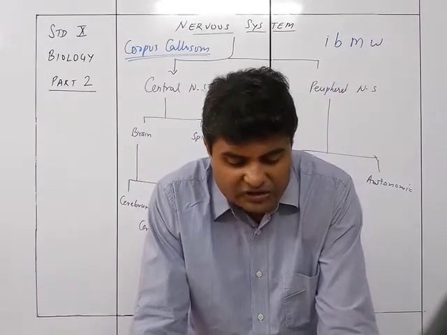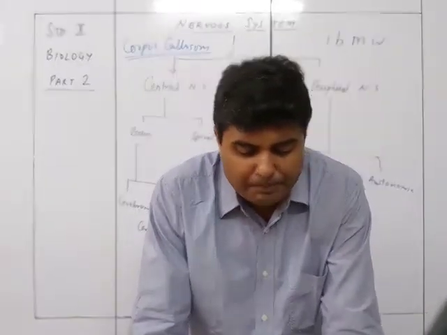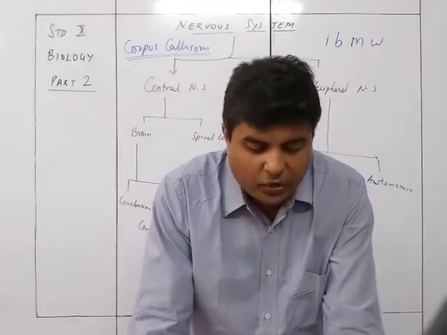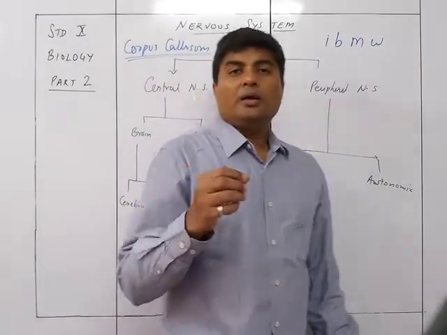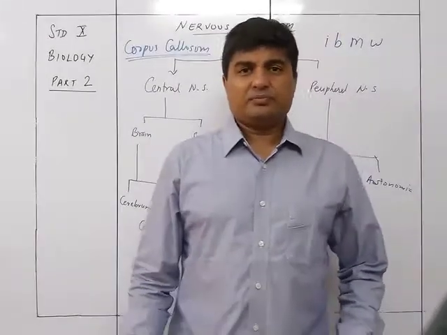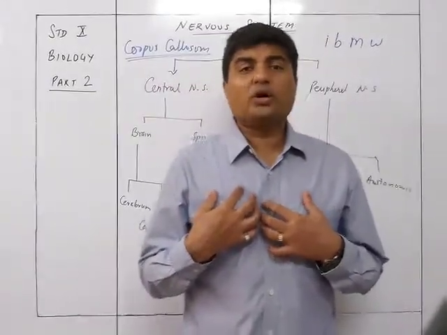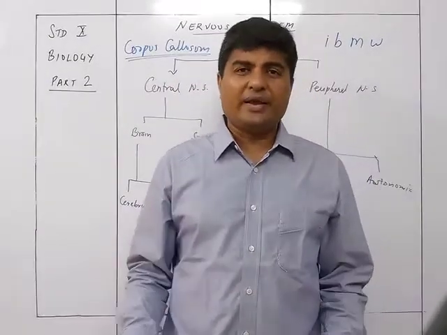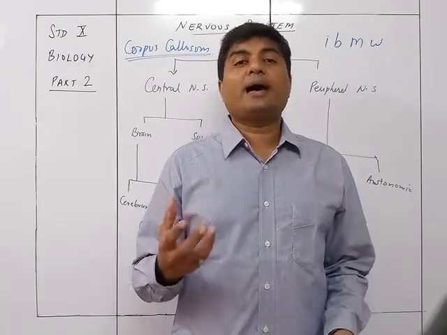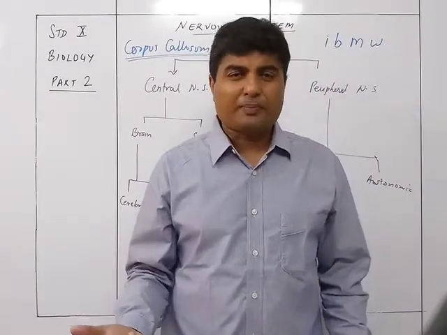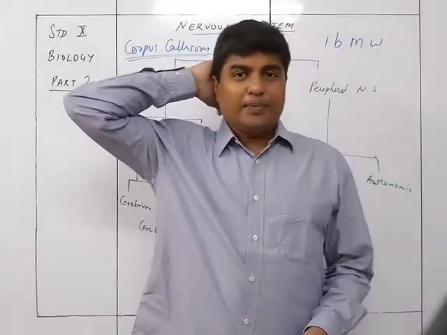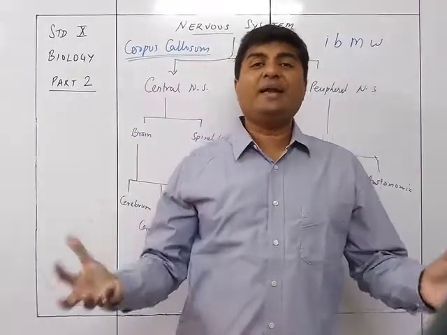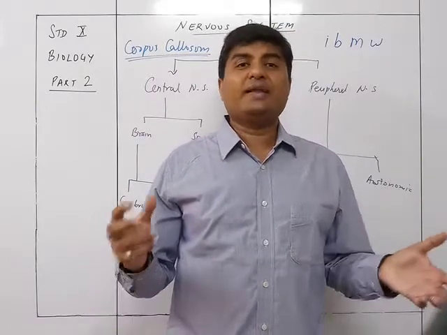The main function of the cerebellum is to maintain balance of the body and coordinate muscular activity. So when I am standing, I am able to stand because my muscles are in coordination, and that's why I am able to balance myself completely, and that is due to the process of the cerebellum. The cerebellum is maintaining the posture, it is maintaining the balance.